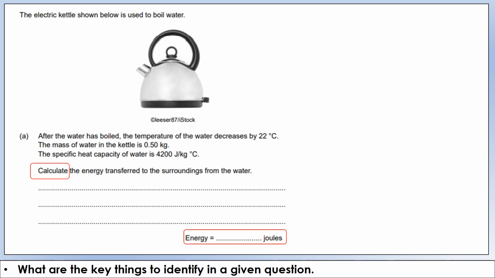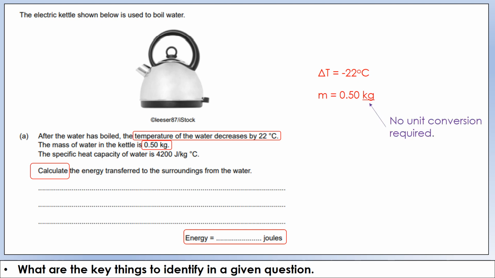Okay, so we've found out what we're trying to work towards and what we're going to have to do to get there. Next, we look for quantities we've been given and the units they've been given in. Essentially we've been told the temperature change is minus 22, because the temperature decreases by 22. And I will write this out. Temperature change, minus 22. Then we've got mass is 0.5 kilograms, so we don't have to worry about any unit conversions there. And we've got specific heat capacity, 4,200, again no unit conversions.